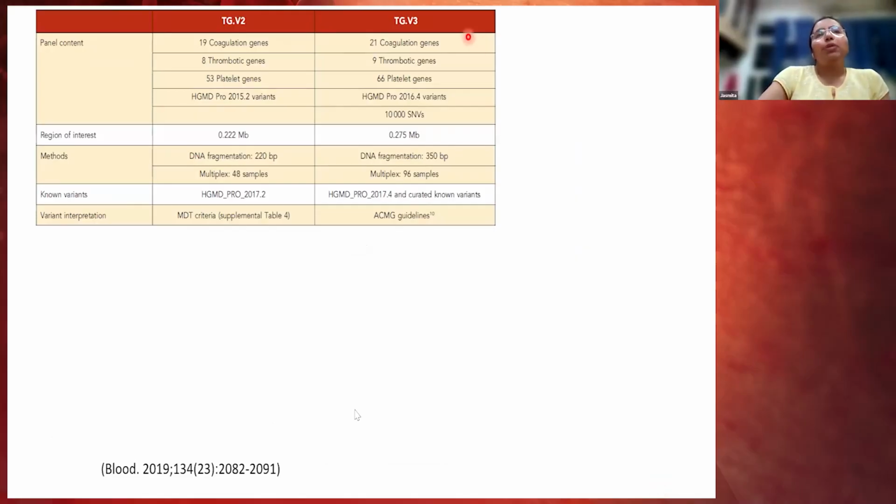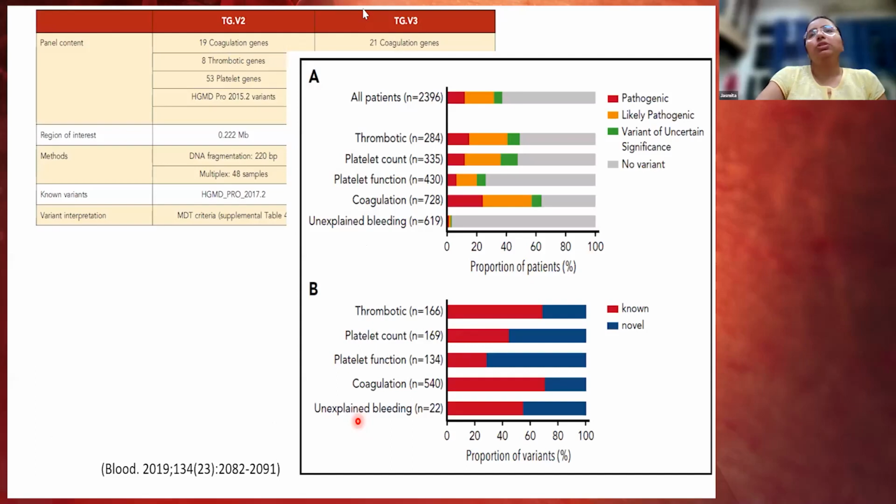Now, this is from a paper from Blood where they screened around 2,396 patients using the ThromboGenomics panels. This has two versions, and when you look at this, it has multiple genes affecting coagulation, thrombosis, as well as platelets, and this was applied. The interesting part that they came up with was that across all the patients, they had a yield of only about 40%. For platelet count disorders, that is heritable thrombocytopenias, the yield was about 50%. For platelet function disorders, the yield was low again, 25%. However, where the bleeding was unexplained, where there were no phenotypic manifestations or no distinct abnormalities on the platelet test, the yield was only 3.2%.